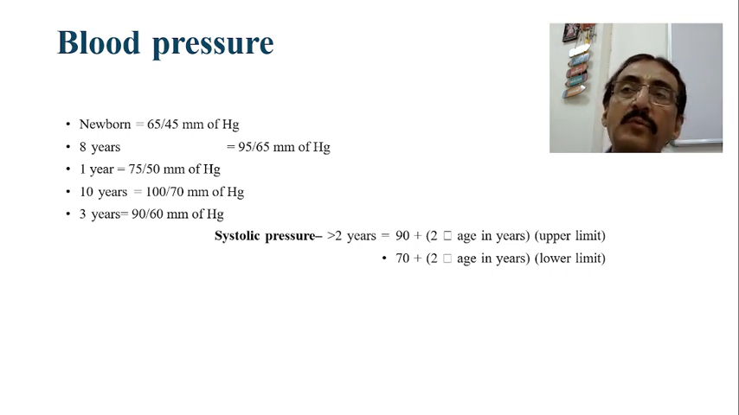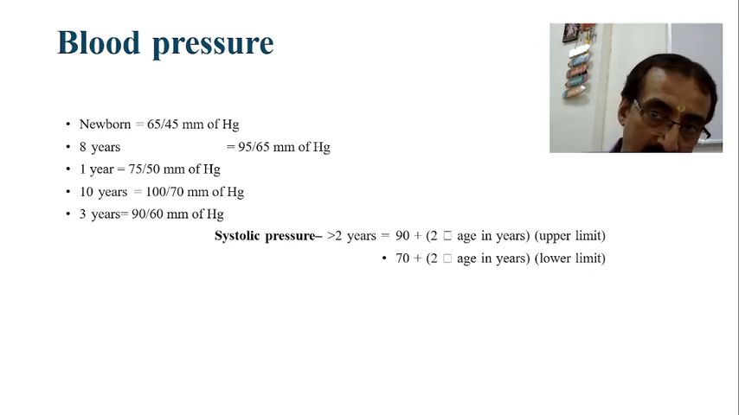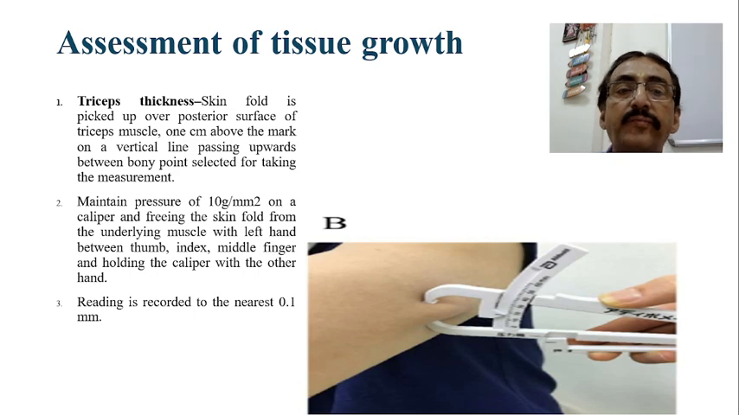For children more than 2 years, if you want to calculate the systolic pressure, there is a formula: 90 plus 2 into age in years, that is the upper limit, and 70 plus 2 into age in years, that is the lower limit. This formula can also be used.